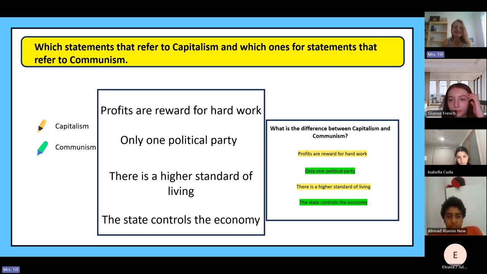So we have a little mini answer there for us to just check what we've got. And as you can see, I've colour-coded them. So communism is green, and then capitalism, profits are rewarded for hard work, and there is a higher standard of living. Again, that is not for everybody. So you need to remember that these are generalized statements. And there are differences within countries and between countries that follow these rules.